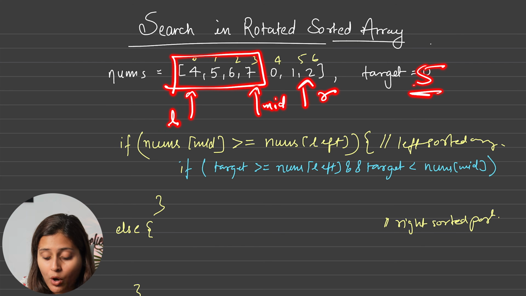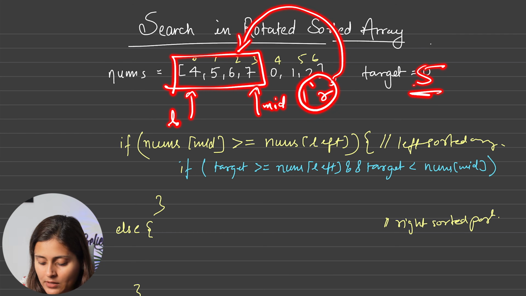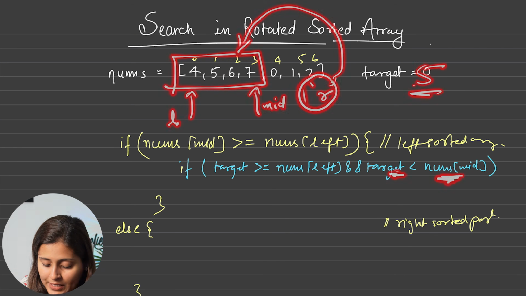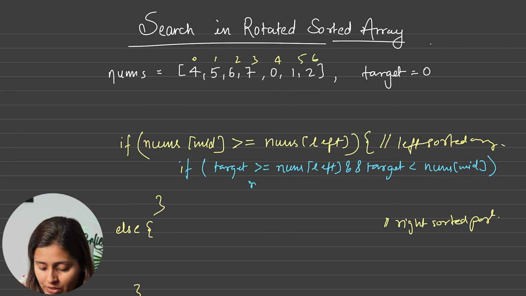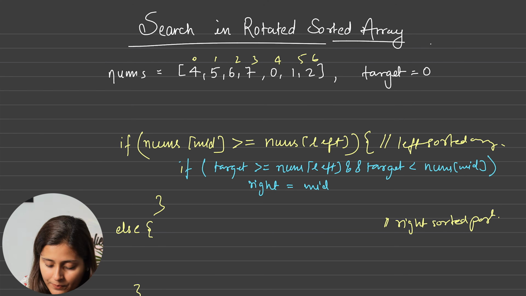So what will you do? Obviously you will move your right pointer to mid minus 1. Okay, why mid minus 1? Because the target is not equal to mid, so mid minus 1. So what I will do, if it is there, then we will shift our search towards the left half and we will put mid minus 1. Else what we will do?